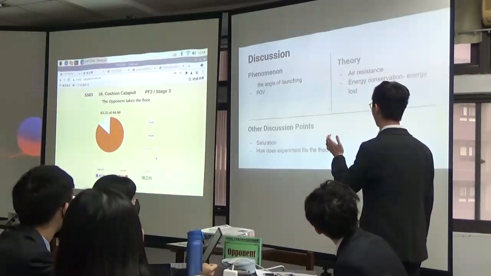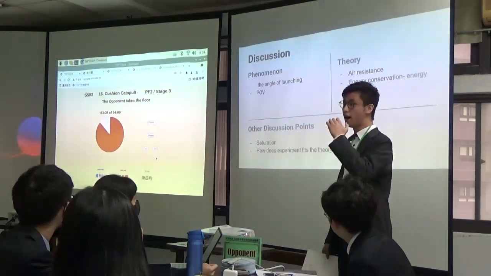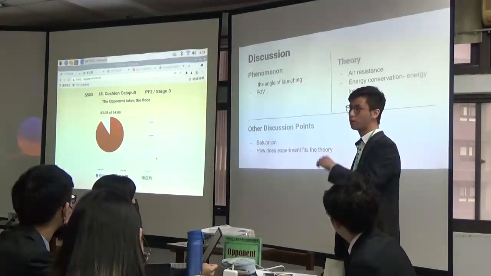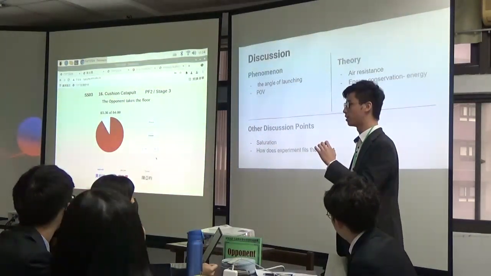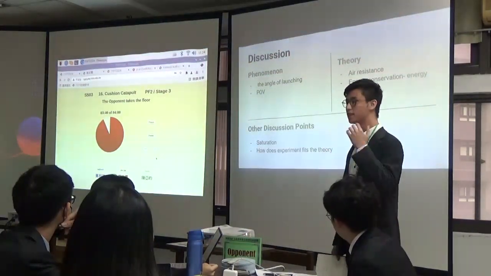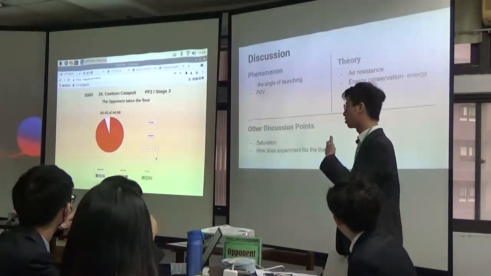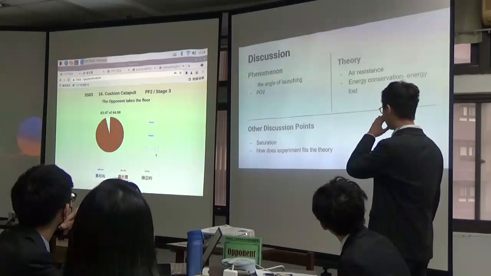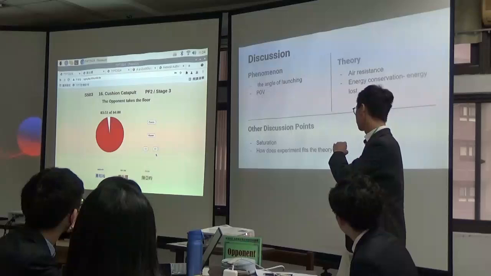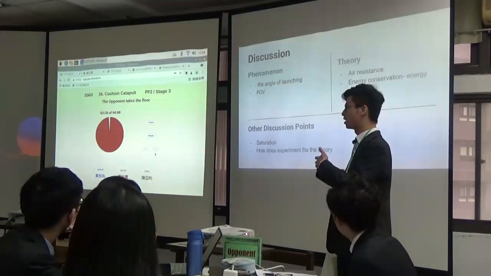And also for the theory part, for the first theory, they used the energy conservation law to derive the height. But I believe that when the second ball is catapulted away, the air resistance actually has a significant impact on this height. And also, there should be other energy consumption factors that occur in the process. For the other discussion point, I would like to focus more on how their experiments fit their theory, because I think they didn't elaborate on this enough.